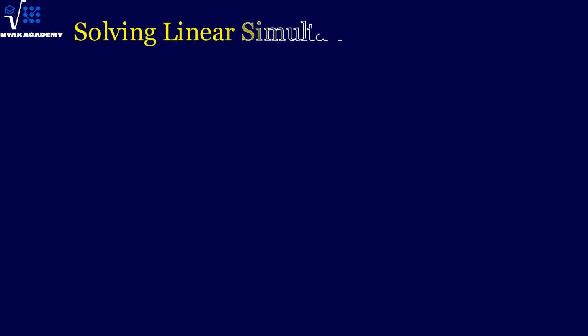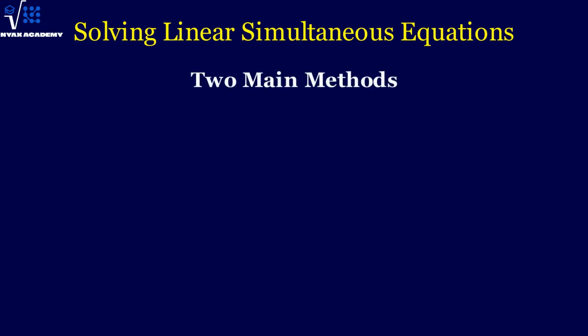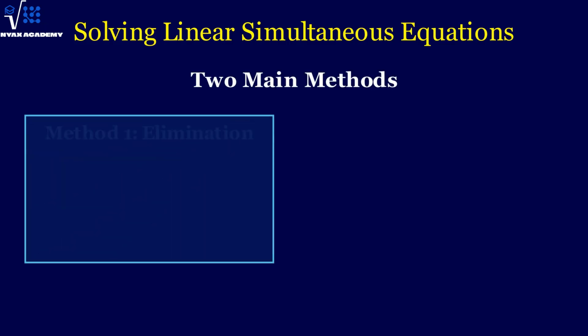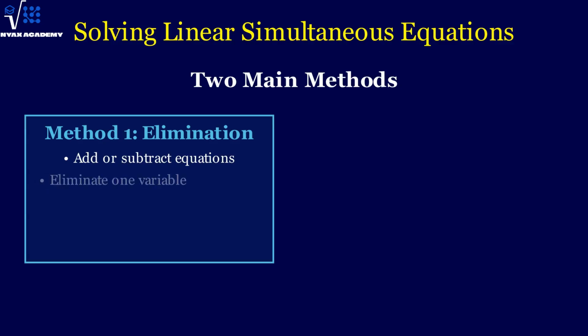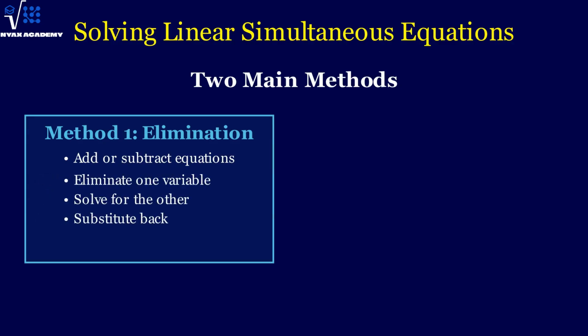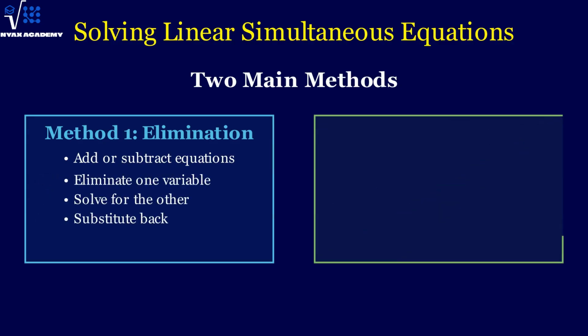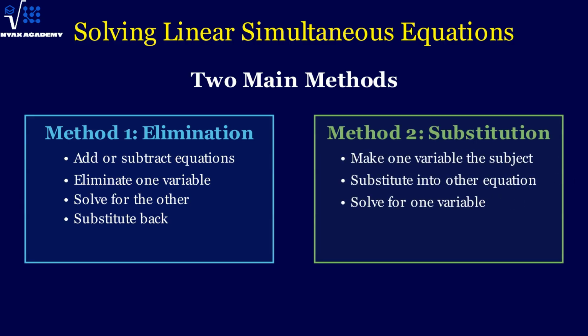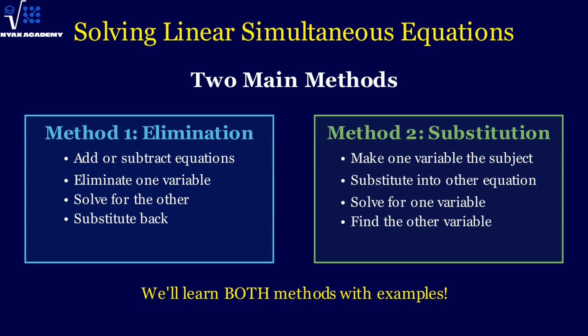So we have two main methods to solve simultaneous equations, and the first one is called elimination. This is where you add or subtract your equations and eliminate one variable, solve for the other and substitute back. The second one is substitution, where you make one variable the subject, substitute into the other equation and use that answer to find the other variable. So for example 1, let's start with elimination.